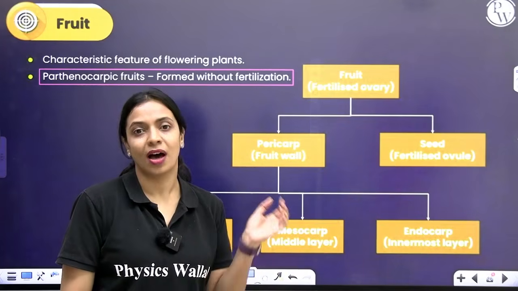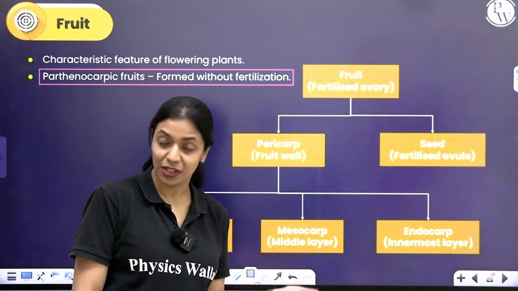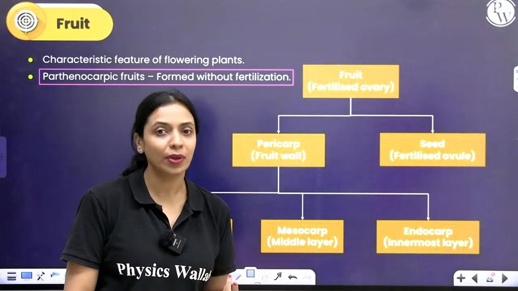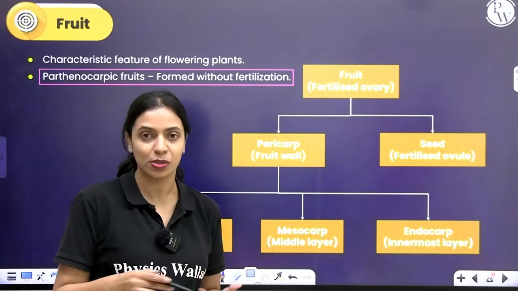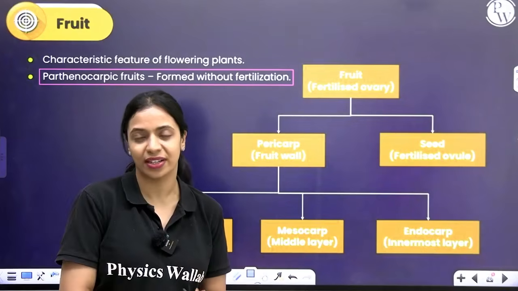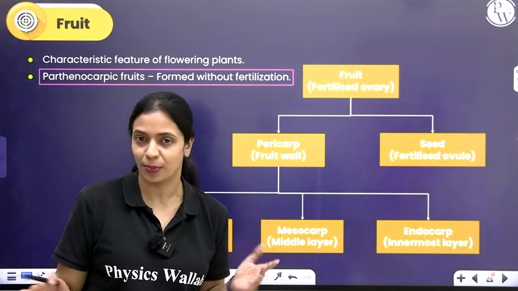If it is formed after fertilization, it will have seeds. If it is formed without fertilization, it will not have seeds. They will be seedless fruits. Seedless fruits can form naturally or can be induced by application of plant growth regulators as well. You will learn more about it as we move on in other chapters.